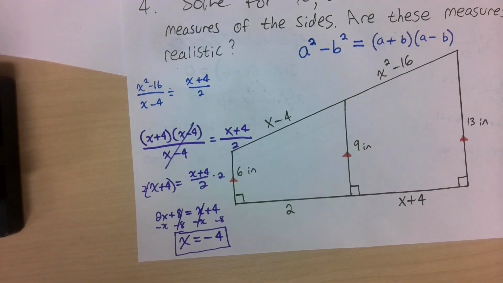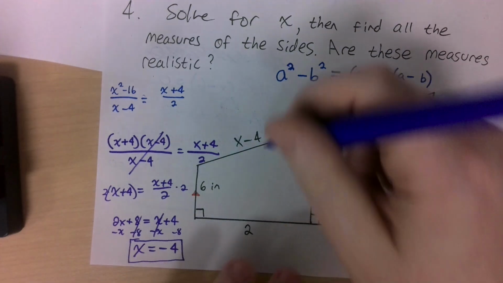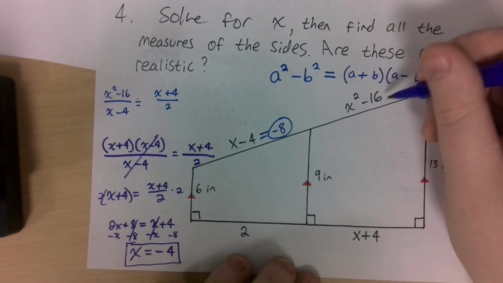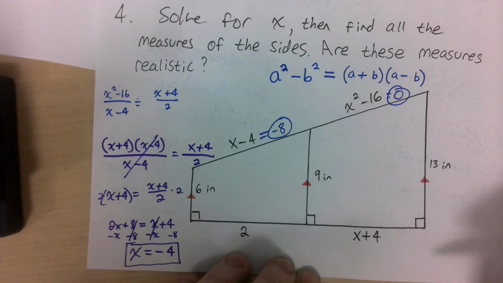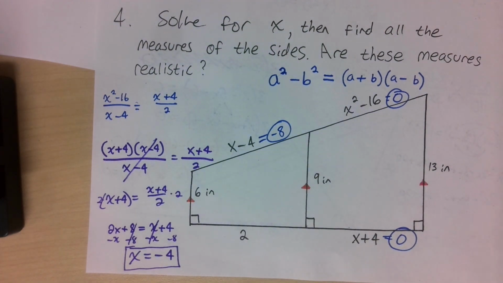So the question that was asked here is, find all the measures of the sides, and are these measures realistic? For some of them, the answer is absolutely. For some of them, the answer is absolutely not. Because think about it. If x was negative 4, this side would be negative 8. It's not possible. If x was negative 4, this side would be 0. That's not possible. And this one would also be 0. So, in reality, this x value is not a realistic x value for us. It's just not practical for us to even have on the paper. But we did solve nonetheless.